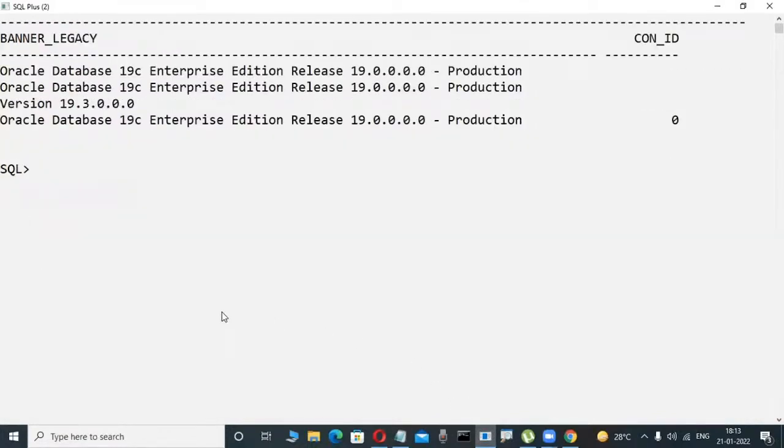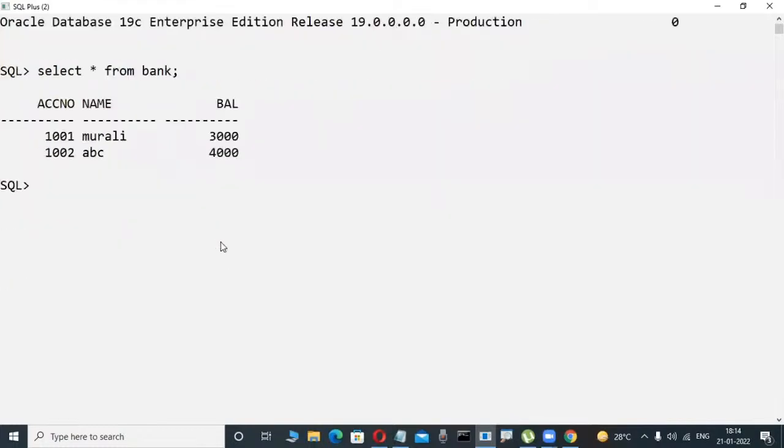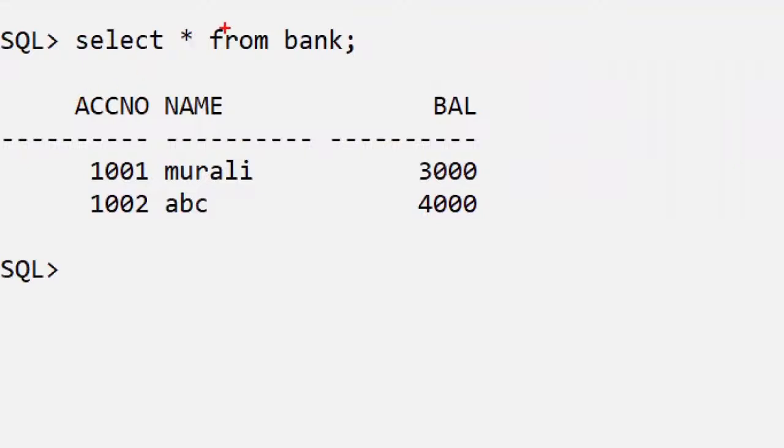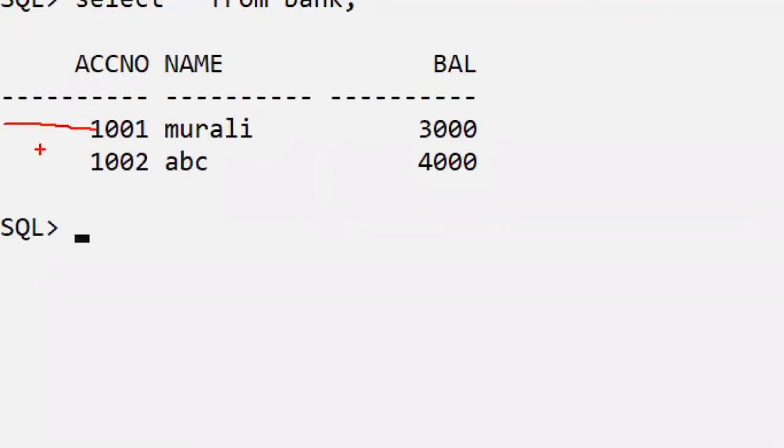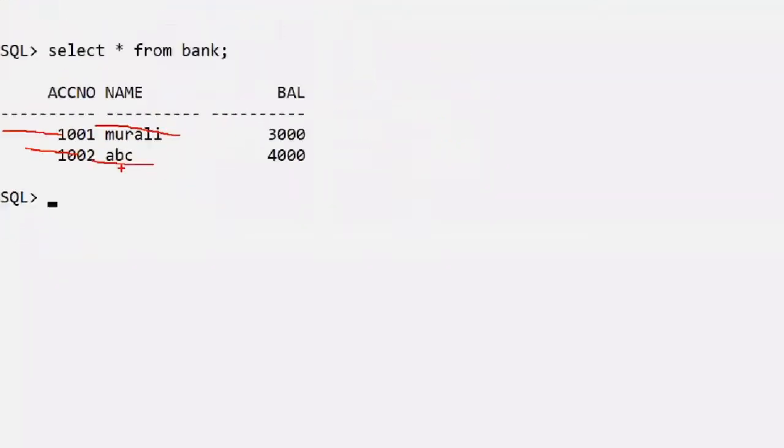Suppose in this database, for example, there is a bank table. Concentrate here, just observe the scenario; it is very easy to understand. This is a bank table. In table format only, we store the data. Suppose this is in a bank, for example SBI bank. Observe here, these are columns: account number, name, and balance. These are called columns, and these entries like 1001 are called rows or data.